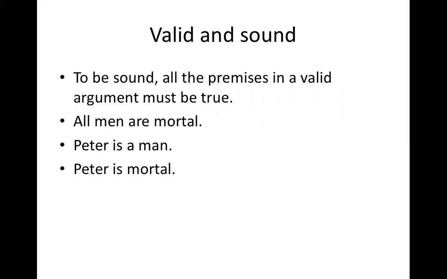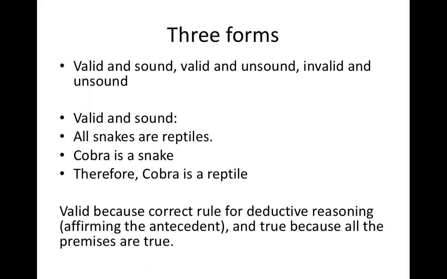So we have valid argument, we have valid and sound argument. To be sound, all the premises in a valid argument must be true. All men are mortal. Peter is a man, Peter is mortal. So a valid argument that is also true is a sound argument. So we have three forms. We have valid and sound. We have valid and unsound.